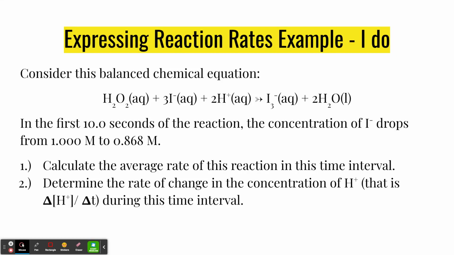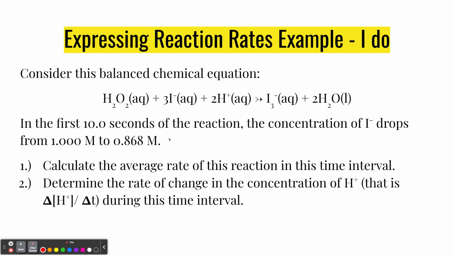Let's consider this chemical reaction. H2O2 plus 3I minus plus 2H plus yields I3 with a negative charge plus 2 molecules of water. And it says in the first 10 seconds of the reaction, the concentration of I minus drops from 1 molar to 0.86 molar. The problem's asking us to, 1, calculate the average rate of this reaction in this time interval, and then 2, determine the rate of change in the concentration of H plus, that is in the form of delta H plus divided by delta T during the time interval. All right, so let's dive right into this, guys.